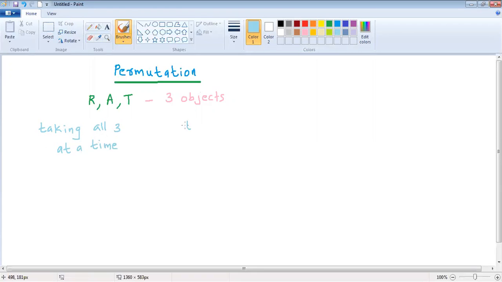You can take two objects at a time. You can take one at a time, or you can take none. Means you are taking nothing. So that means simply sitting, you are not taking any items. So how many arrangements are there? Look at this.